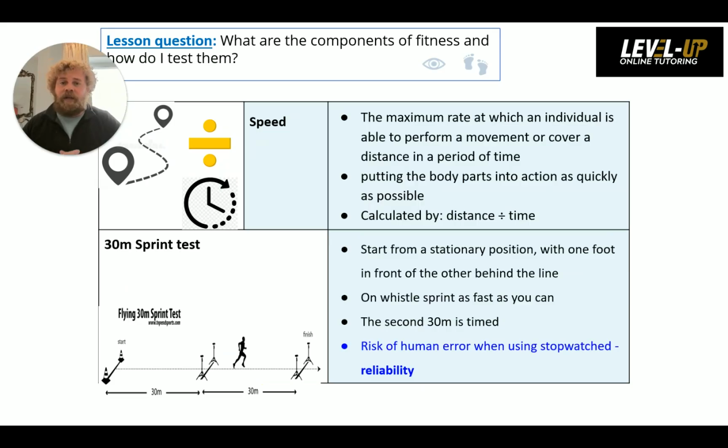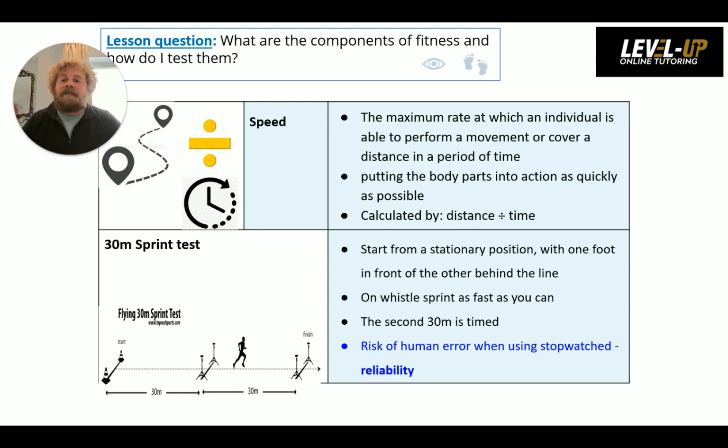Speed, another component. So speed is the maximum rate at which an individual is able to perform a movement or cover a distance in a period of time. So they're putting the body parts into action as quickly as possible, and this is calculated by distance divided by time. So another equation that you'll need to remember.